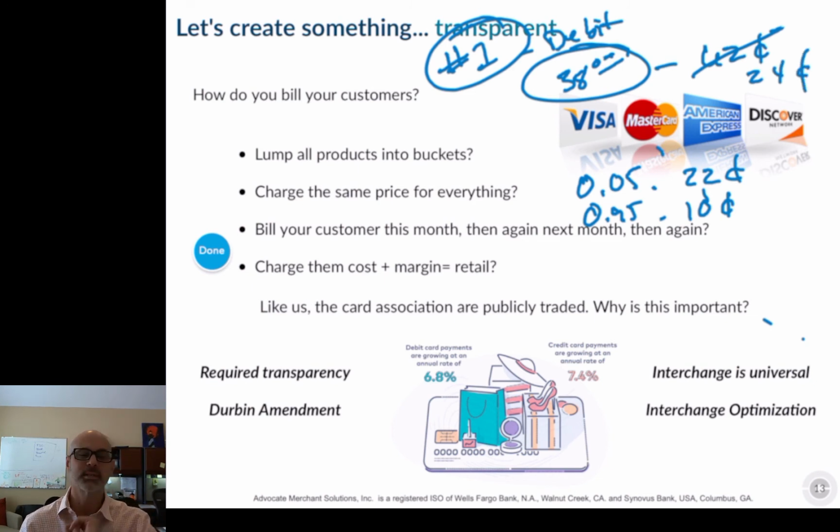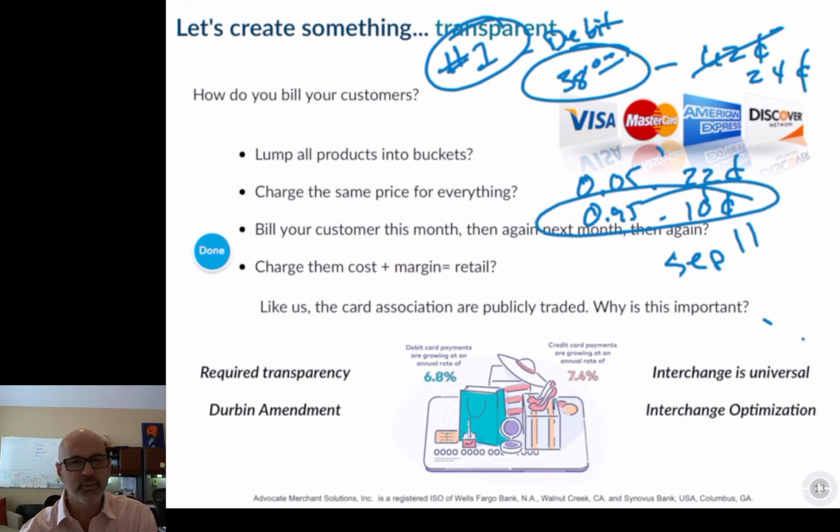But the problem is nothing in the Durbin Amendment says this price reduction must be passed along to you, the consumer. So that's okay. Rest assured, when I finish your application and enroll you in our program, we only bill on cost plus. So to give you an example, in September of '11, our merchants were paying the 95 basis points and 10 cents because that's what interchange was, plus whatever the markup was that we put on there. In October, guess what happened? It went down to 5 basis points and 22 cents.